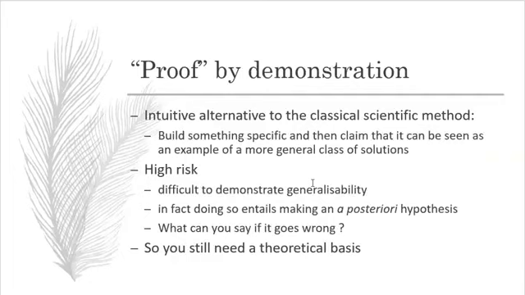Next, we have proof by demonstration. So what do we mean by proof by demonstration? It is an intuitive alternative to the classical scientific method. You build something specific and then claim that it can be seen as an example of a more general class of solutions. And we have high risk. Okay, it's difficult to demonstrate generalism, and in fact, doing so entails making a posteriori hypotheses.